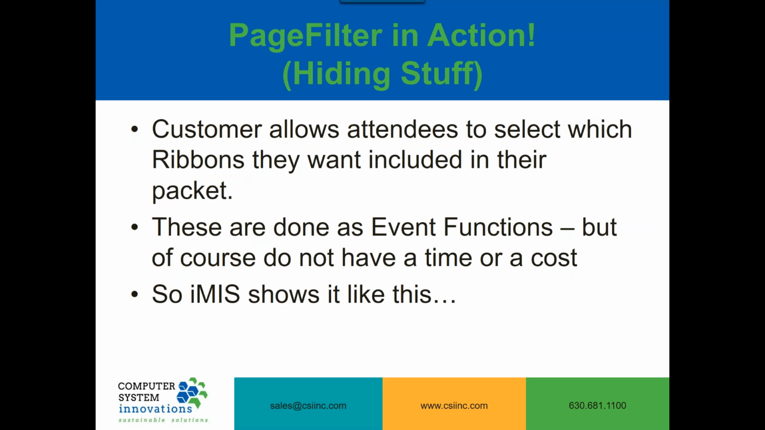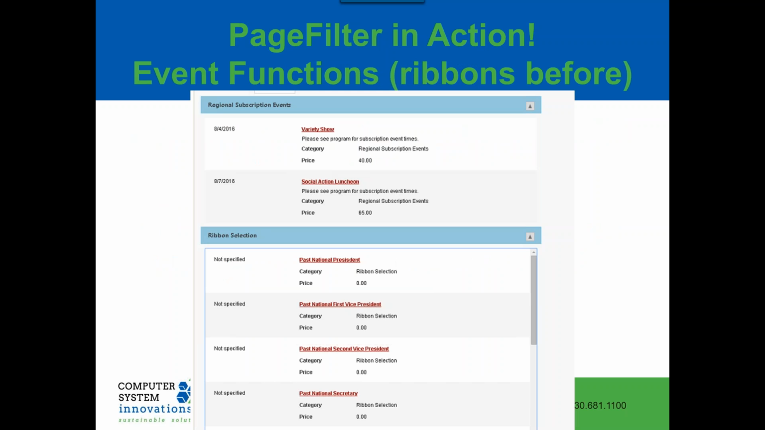And the problem is that IMIS shows it like this. You can see right down here, not specified, and a price. And that's kind of crazy. These are ribbons, so we've grouped them as a ribbon, right? They're grouped out here, but this just makes no sense to the end user. They want to be able to select that I'm a past national president and I'm a past national secretary and get those ribbons or those functions added, even though they have no true cost.